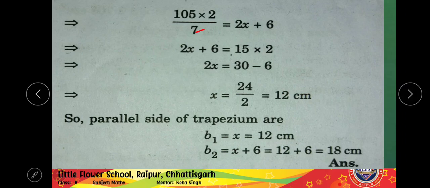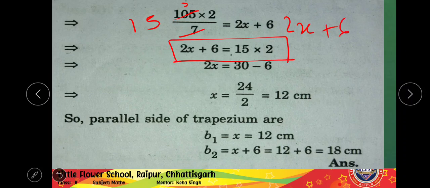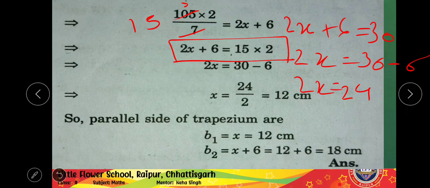Now we can cancel it, 7 1s are 7, 7 1s are 7, 3 carried, 7 5s are 35. So what are we getting the equation as? 2x plus 6 gives 15 into 2, that is 30. So 2x plus 6 is 30, can we get the value of 2x? How? By shifting 6 to the other side, and what will happen? The plus sign will change into minus. 30 minus 6, that is 24. So we are getting 2x value as 24.